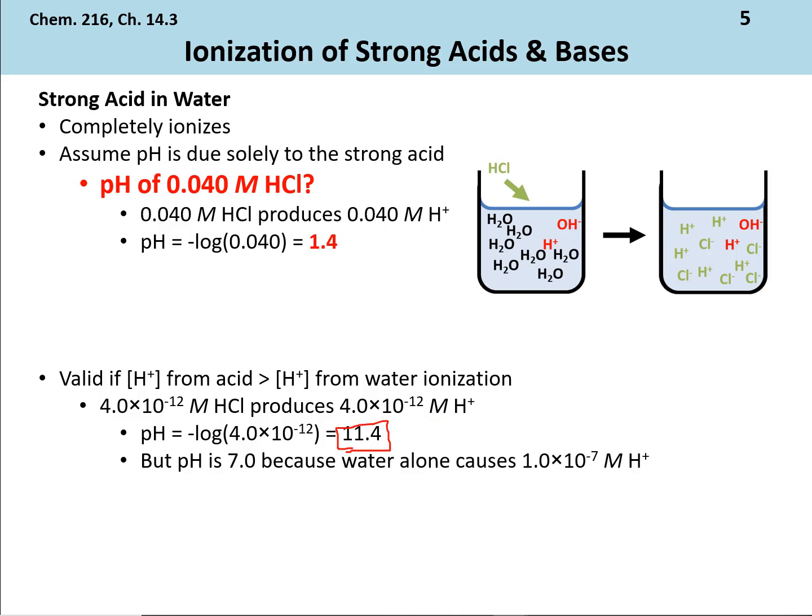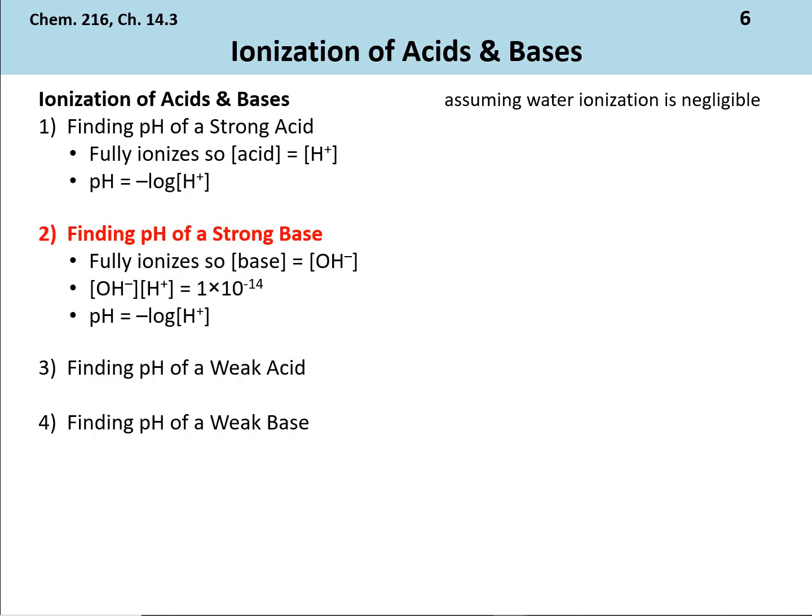But that doesn't make sense because I put acid into water, so it should be acidic. And that's because the H plus that forms from this is so small in comparison to the H plus from water itself. Okay? So this only works if we assume that the water ionization is small in comparison to other things, right? And that's what we're always going to do. All right, so that is pH of a strong acid. I just figure out my acid concentration, that equals H plus, and I plug that in to get pH.